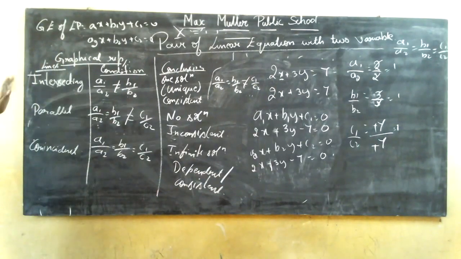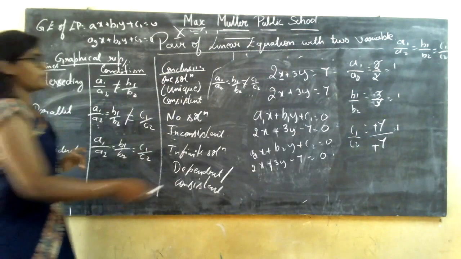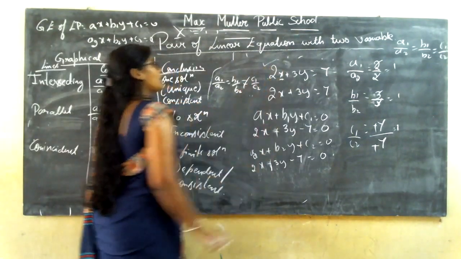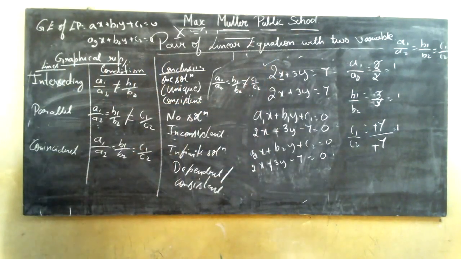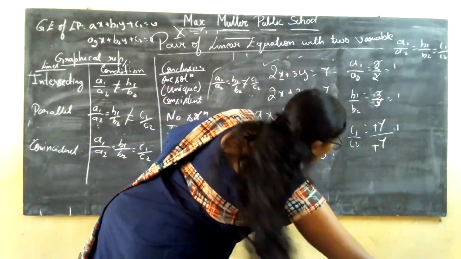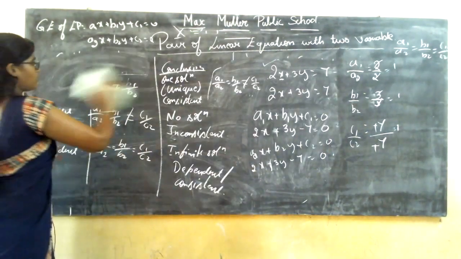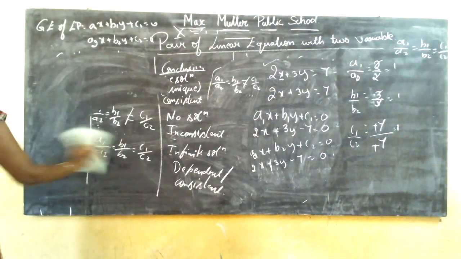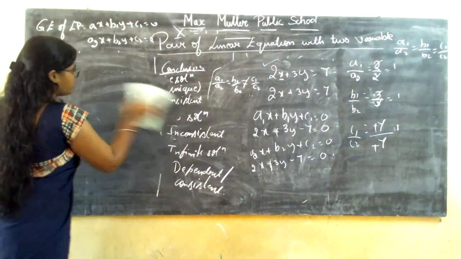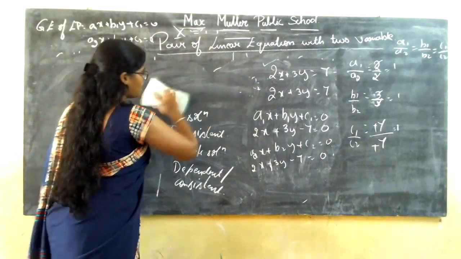This is the condition for graphical representation. When the algebraic equations are given, you should use this ratio form and then say whether they are intersecting, parallel or coincident lines. Let me take some examples based on this.